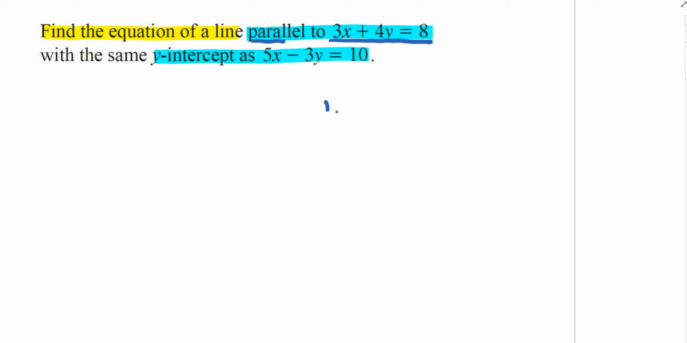So step number 1, we have to find the slope. Right, so we take our 3x plus 4y equals 8, and I need to find the slope of this line because the line that we're looking for is parallel to this line. So those two lines will have the same slope.